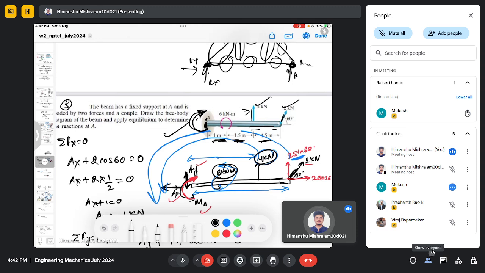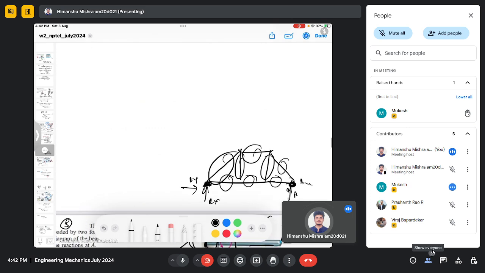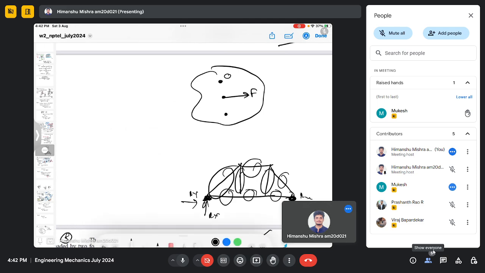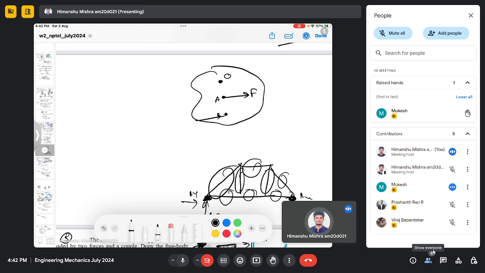Right, so you can actually consider this moment as a couple. So in the first lecture, what we discussed is, let's say you have a body. Let's say this is your reference point O, this is a point A, and this is another point B. Let's say this is force F at A, and this is another force minus F at B. So this is an example of a couple. Here the net force is zero. If you do the summation of force, it is zero because it is just F minus F, which equals zero.